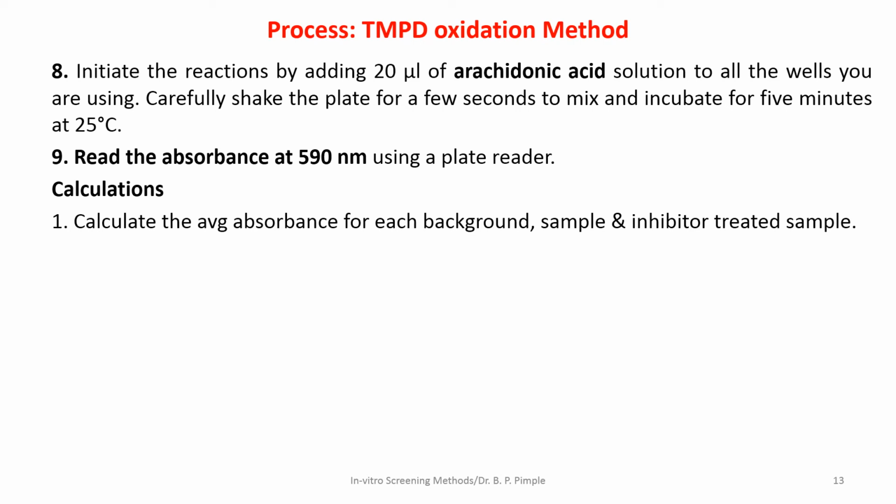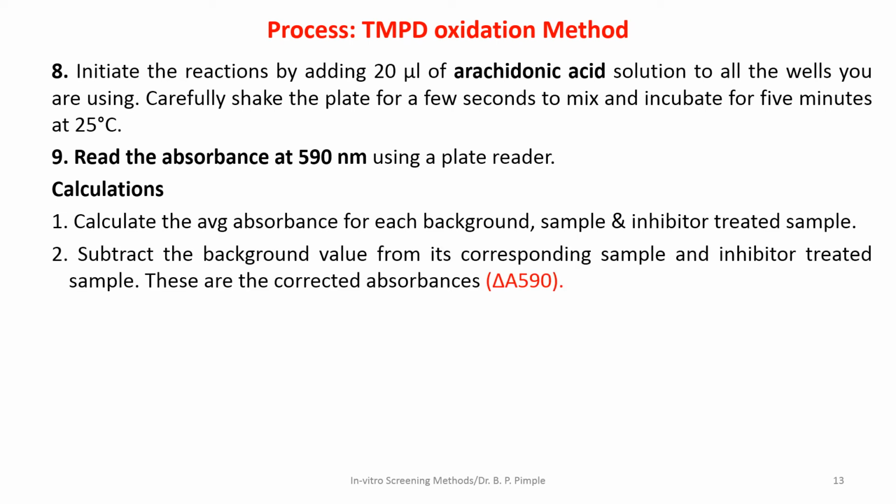Calculate the average absorbance. Now this average absorbance means sometimes we are using sample in triplicate, the background is also in triplicate, the certain COX are in duplicate. So first you need to take the averages of the background, sample and inhibitor treated sample, and subtract these backgrounds from their corresponding sample. That means the absorbance of background needs to be subtracted from the background sample. Only sample's absorbance is to be subtracted from sample, and inhibitors from inhibitor. After subtraction, you will get some values. These are called corrected absorbances or delta absorbances at 590 nanometer.